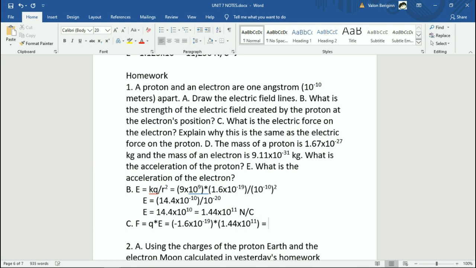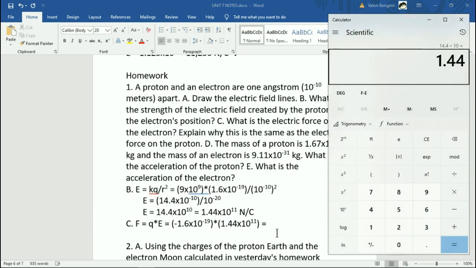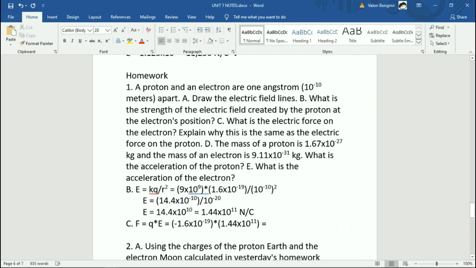And let's see. 1.6 times 1.44. Well, here. Times 1. What am I doing? 6. Okay. 2.304. And the exponent's negative 19 plus positive 11, so that becomes negative 8.